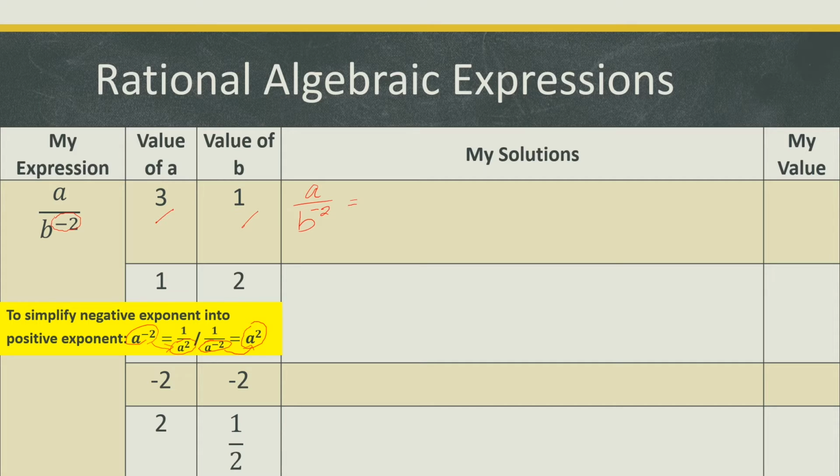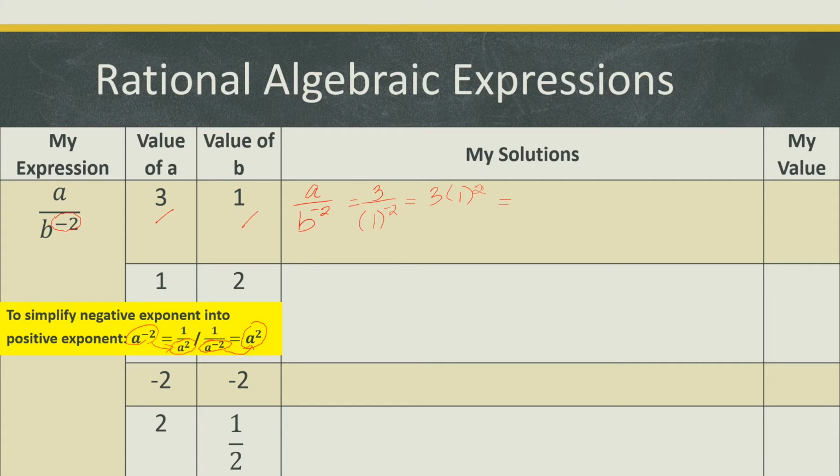Ano ang value ng A? 3. Palitan mo yung A ng 3. Value ng B is 1. Palitan mo yung B ng 1, then copy the negative 2 na exponent. Equals. So, dun mo na gagawin positive yung negative exponent. Ilalagay natin yung denominator na to sa taas. So, copy the numerator, 3. Then, yung negative exponent, 3 times 1 raised to 2. So, dito, nawala na yung negative sign ng exponent.